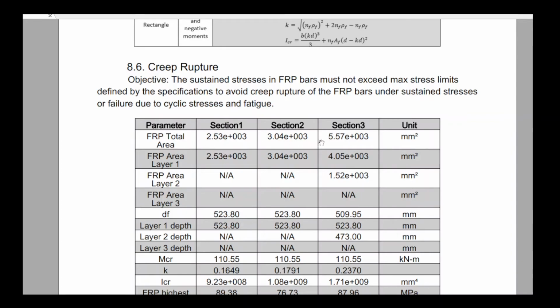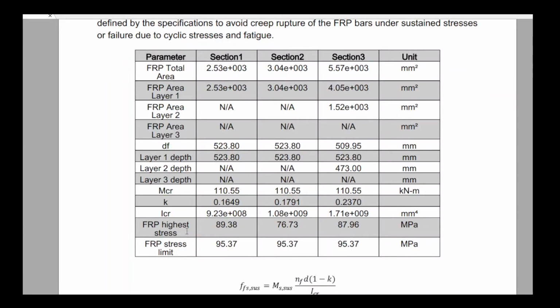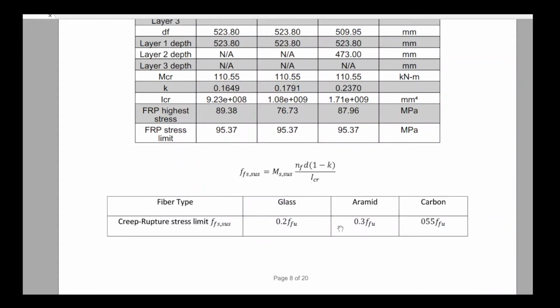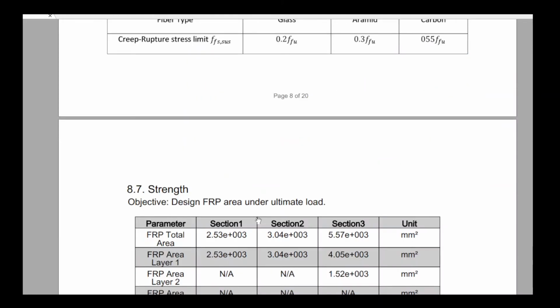So we have the total area for the 3 sections, and we have the M cracking, we have the K, we have the I cracking, we have the highest FRP stress, and the FRP stress limit for the creep rupture. And these are the limitations from the code. We have a limit of 0.2 FFU for glass, 0.3 FFU for aramid, and 0.55 for carbon.